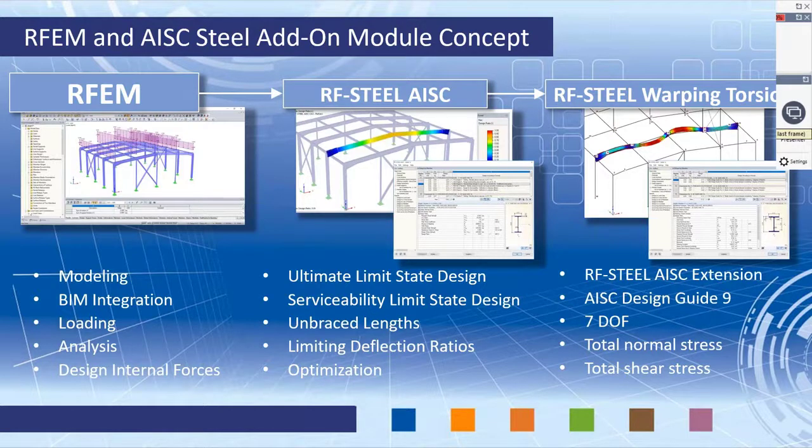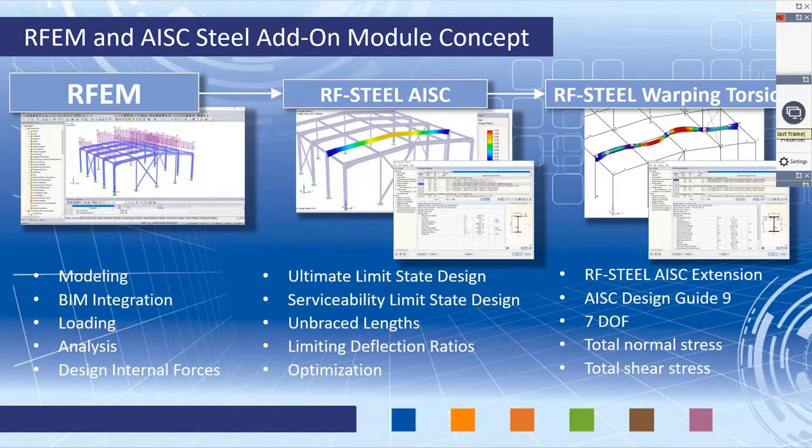Now RF-STEEL AISC is a design module. This allows us to perform the ultimate and serviceability limit state designs according to the AISC. Everything is brought in from our main program, meaning I don't need to remodel my structure, redefine loads, cross-sections, materials. That's all brought in. But what I do need to define is information that is specific to the AISC standards, such as unbraced lengths. We'd also define here limiting deflection ratios to check for serviceability. And lastly, we can optimize cross-sections as well. So perhaps we'd like to use the most efficient cross-section. We can do that within this AISC add-on module.